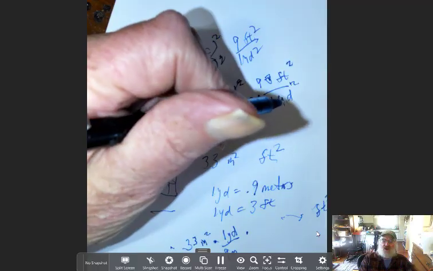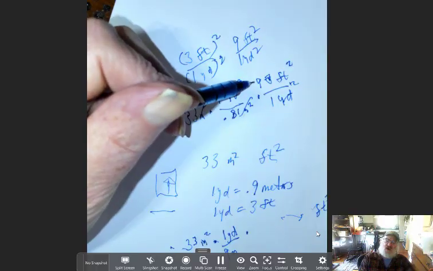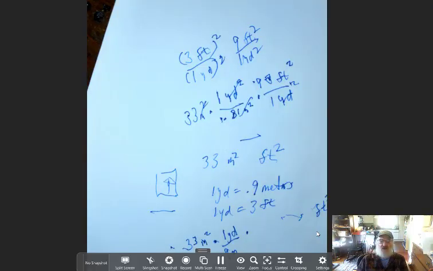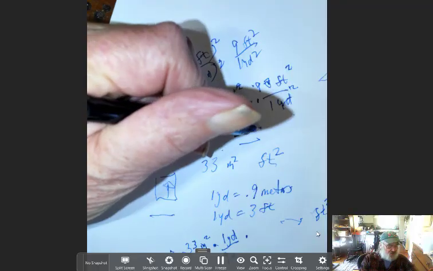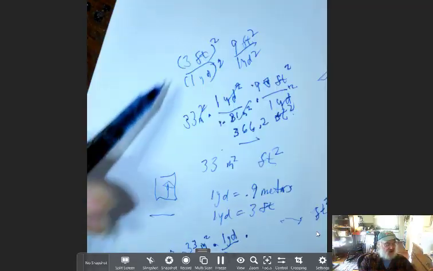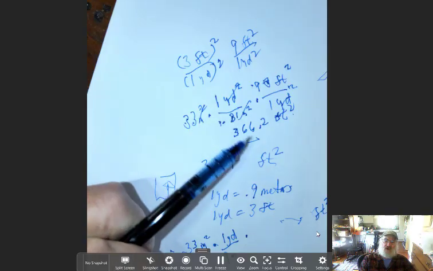And the yard squares cancel. And now I have to take 33 times 9 divided by 0.81. Do that on our calculator. 33 times 9 divided by 0.81. And I'm going to get 366.7. 366.7 feet squared is the same as 33 meters squared. So I'm converting square area to square area.